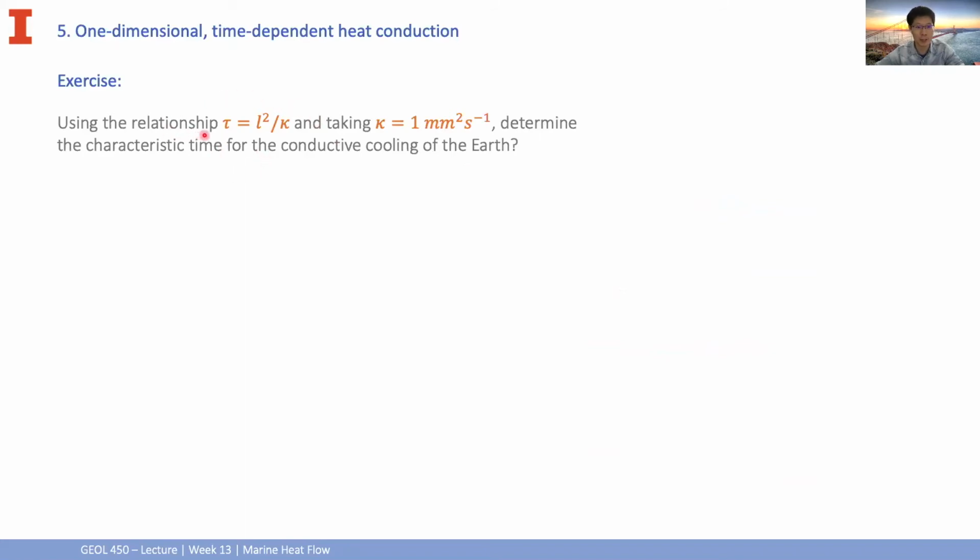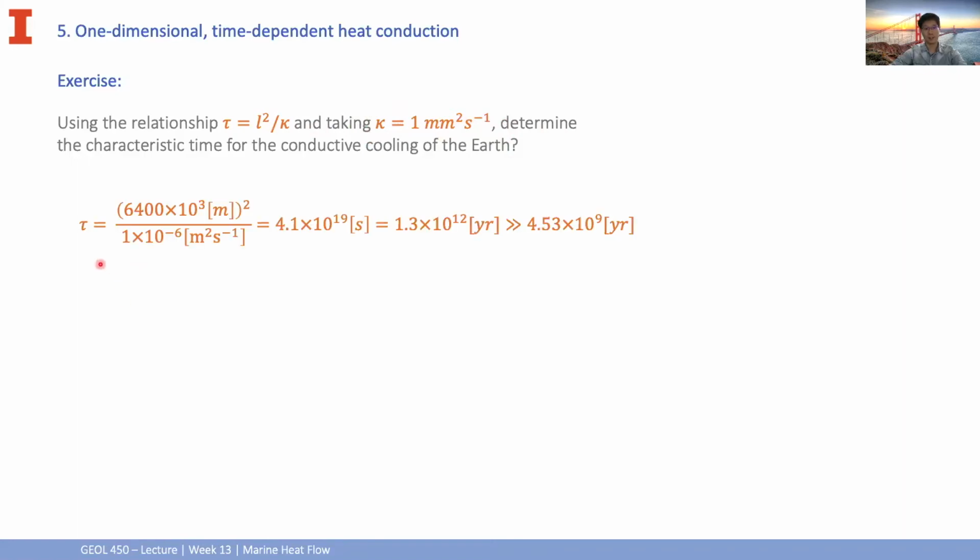So let's use the relationship of the characteristic time tau, which equals the square of the distance divided by the thermal diffusivity kappa, and take the mantle's thermal diffusivity kappa, which is 1 square millimeter per second. So let's determine the characteristic time for the conductive cooling of the Earth. So here's the answer. The characteristic time is about 1.3 trillion years, which is much greater than the age of the Earth. So that means the heat conduction is very inefficient.